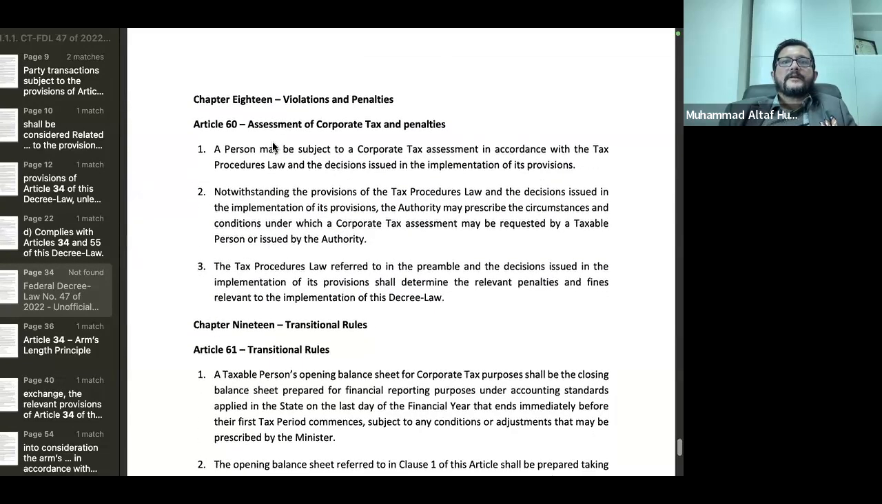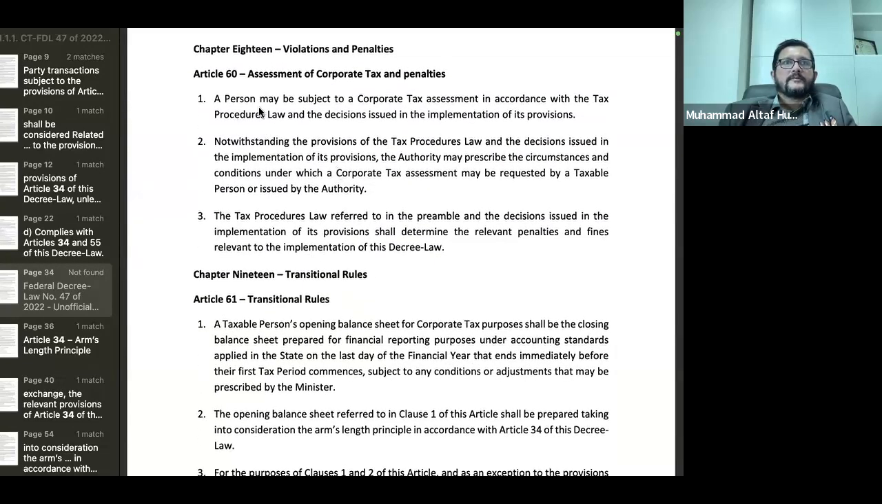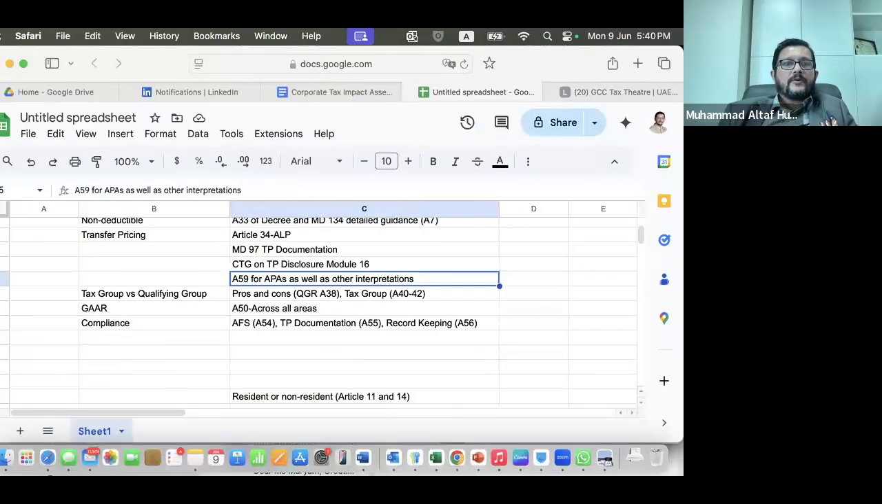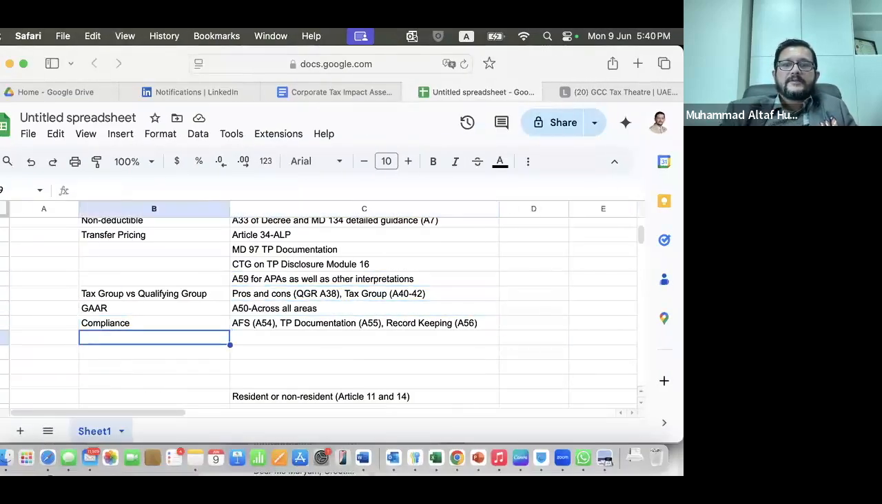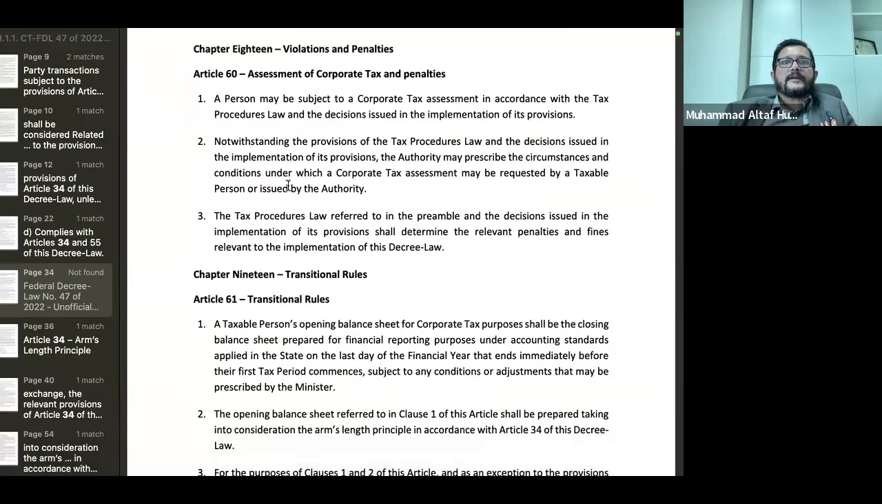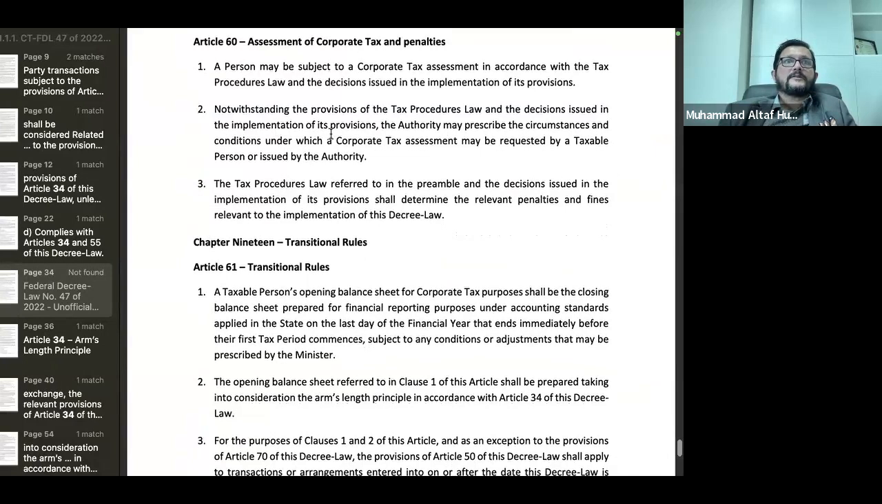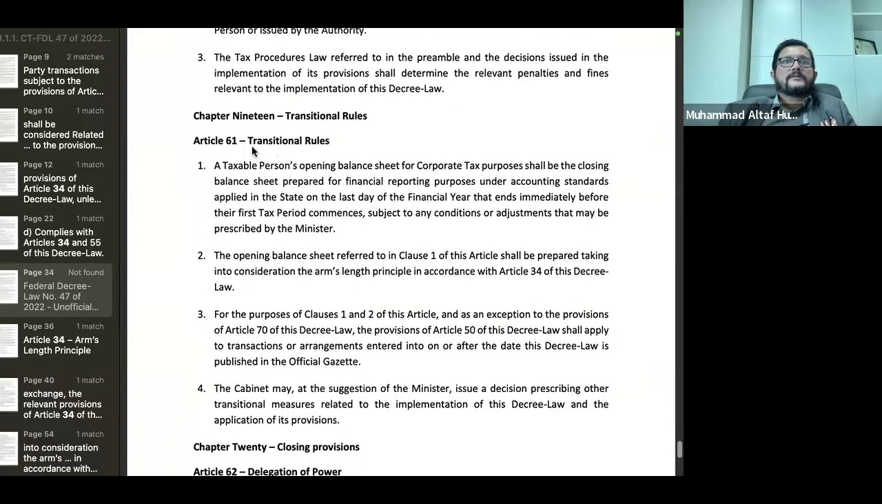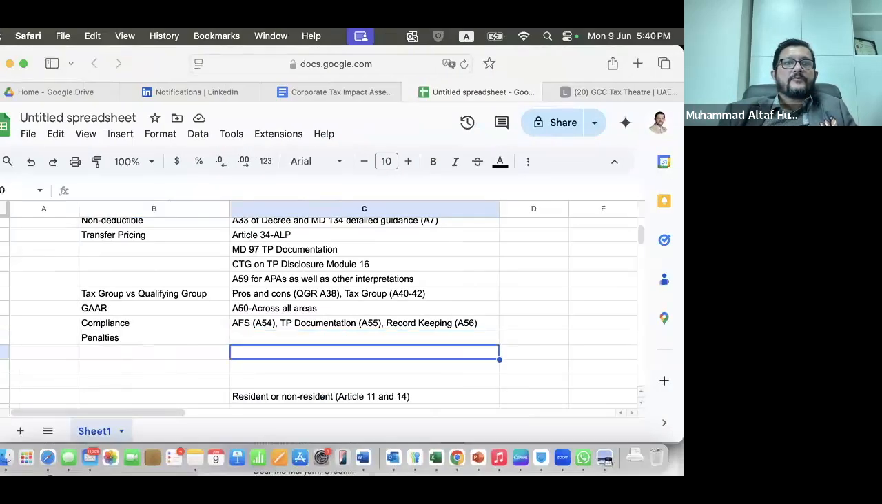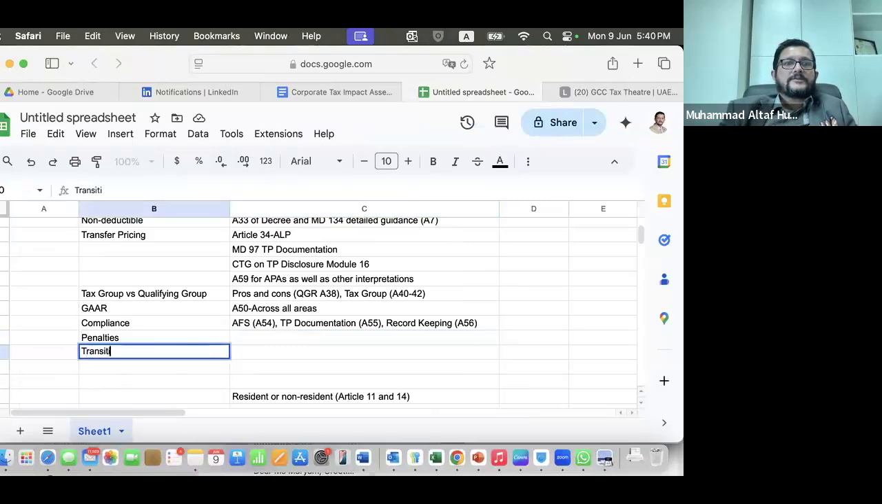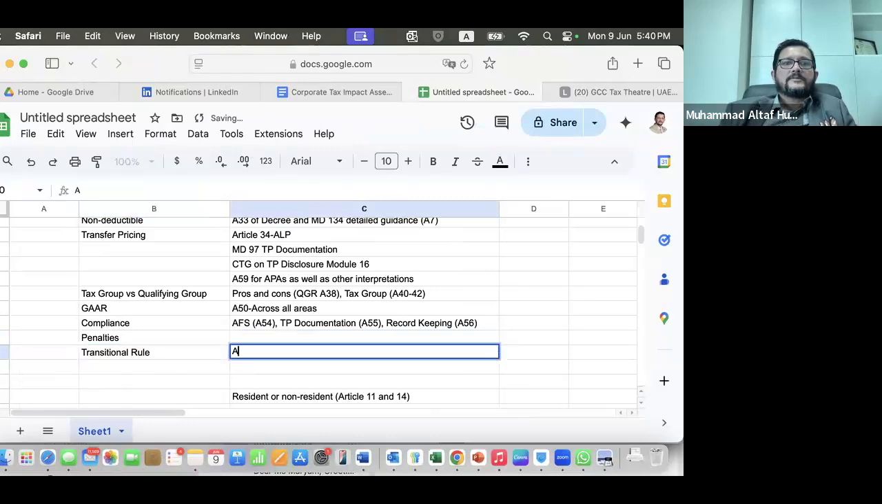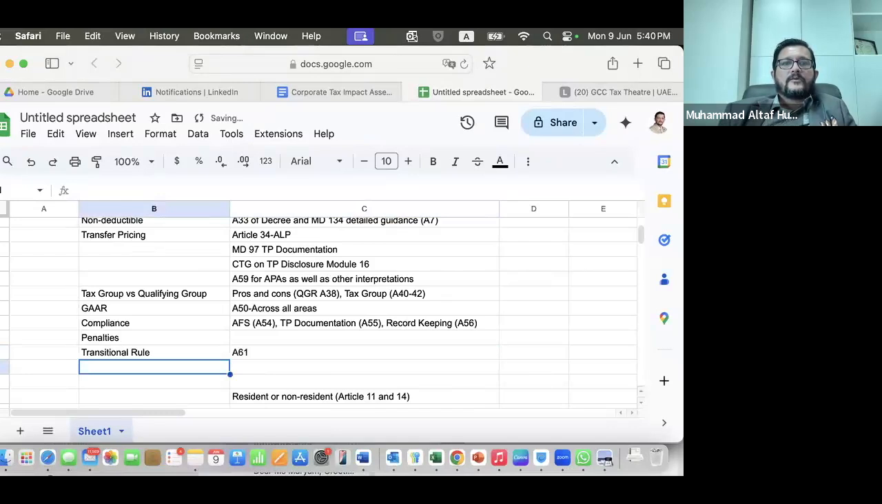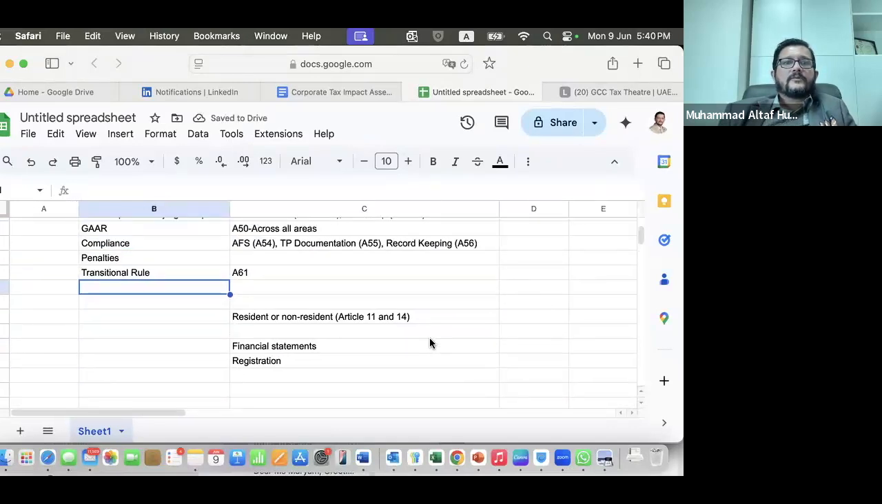Okay, then what? Violations and penalties. Now these are all penalties. Key thing: if we have one very important slide in the impact assessment, it is penalties. If there are violations that are cited or possible violations, they can attract penalties. Now the transitional rule, for the first time you're filing. Transitional rule, what was it? Article 61.